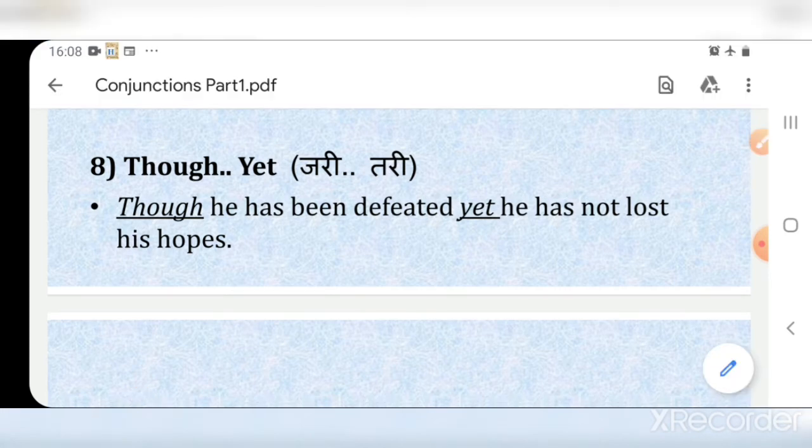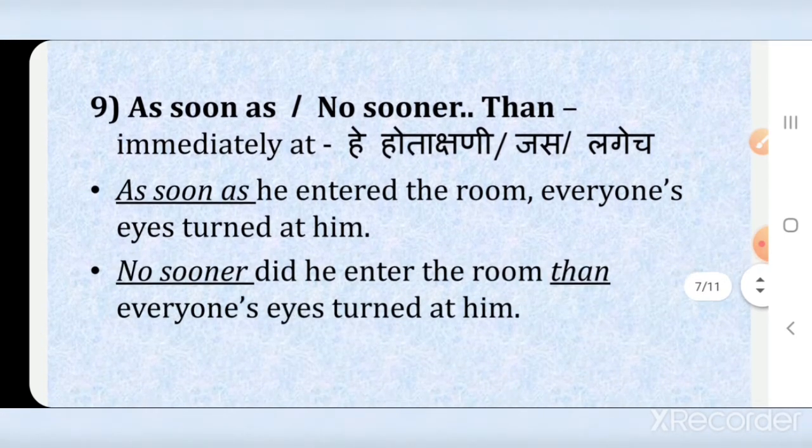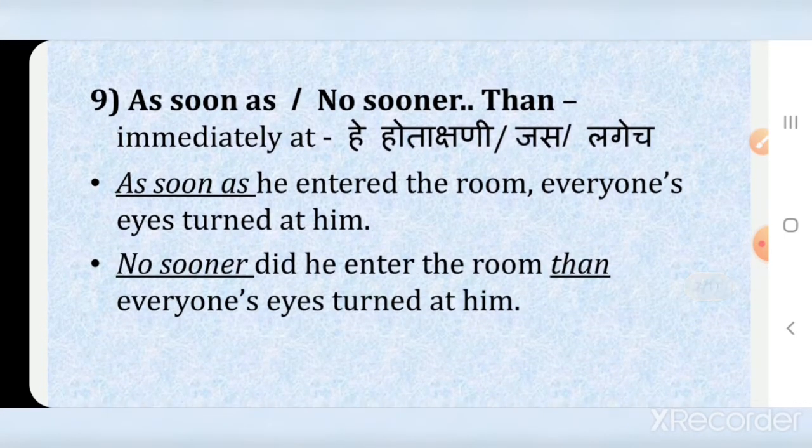Okay, now next one is as soon as or no sooner than. Again both have the same meaning. हे होता क्षणी, जसं किंवा लगेच. म्हणजे हे झाल्याबरोबर ते झालं. Whenever we want to say such sentences, we use as soon as or no sooner than.